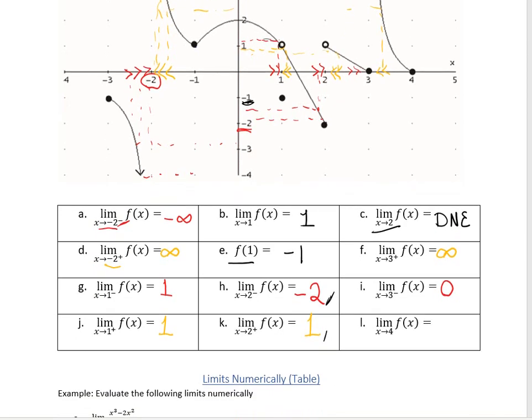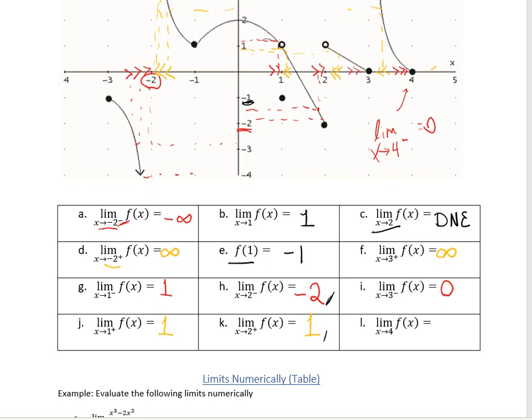All right, last but not least, this one's actually really important. What is the limit of our function f of x as x approaches 4? Let's do this in two parts. Let's approach it from the left-hand side. As I approach from the left-hand side, it looks like it's approaching 0. So we'll say the limit as x approaches 4 from the left-hand side equals 0.